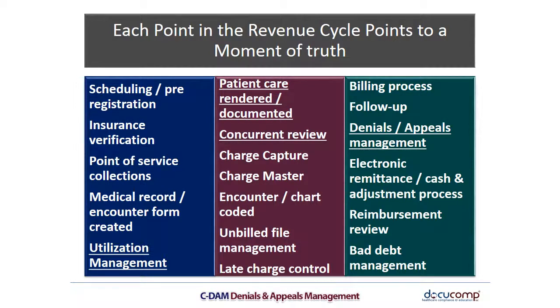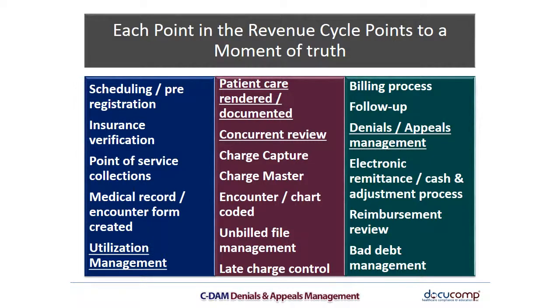Once the patient care has been rendered and all the services have been documented in the medical record, a concurrent review can be performed. This review can support all appropriate charge capture from the charge master, and the encounter can then be coded based on the medical record documentation. Once this occurs, the chart can be submitted for billing.